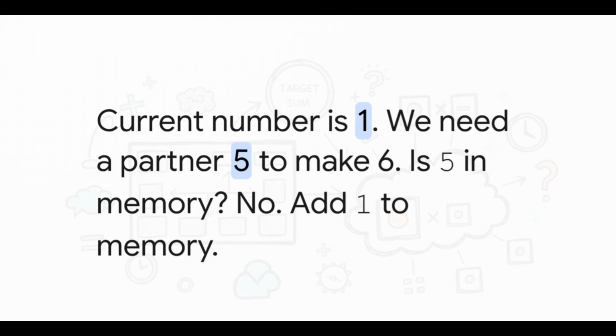Next up is the number 1. To make 6, its partner needs to be a 5. We do a quick check of our memory. Have we seen a 5 yet? Nope. All right, we just add the 1 to our memory and keep it moving.